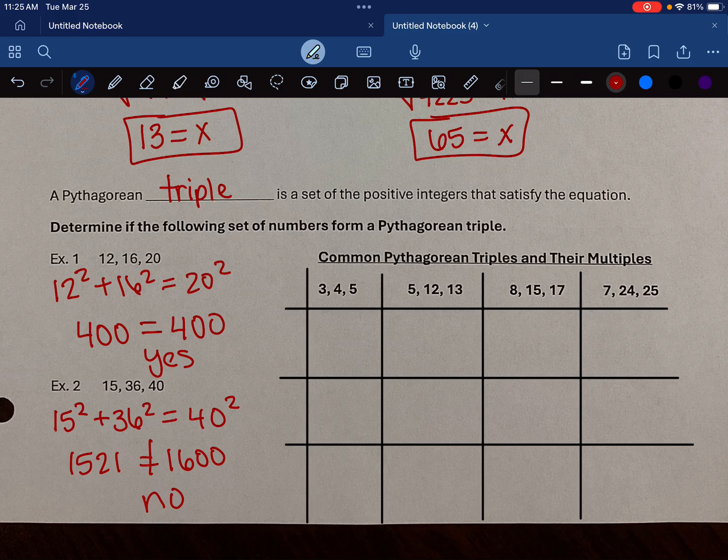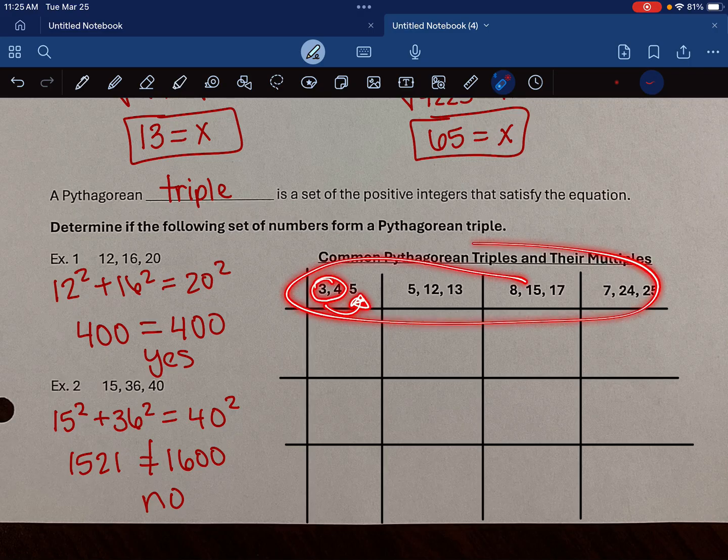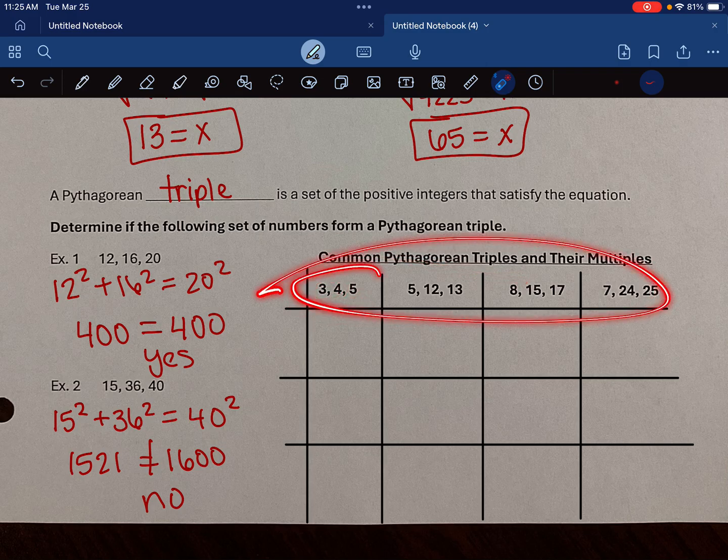So it gives you a list of common Pythagorean triples, right? What it's telling you is if I do a squared plus b squared equals c squared, it's true on all of these four sets of numbers. Do we understand that? Yeah. So all of these are Pythagorean triples.